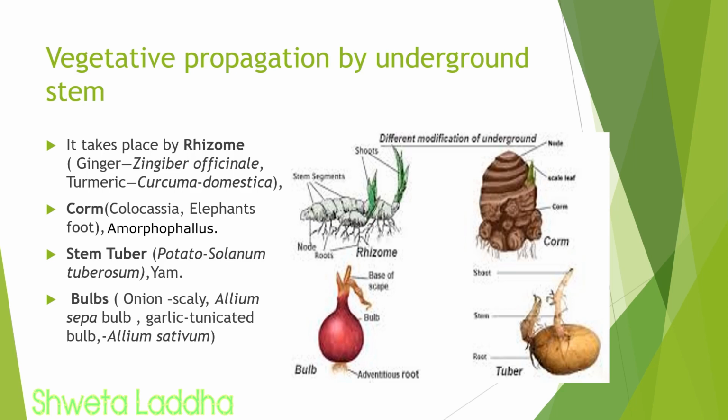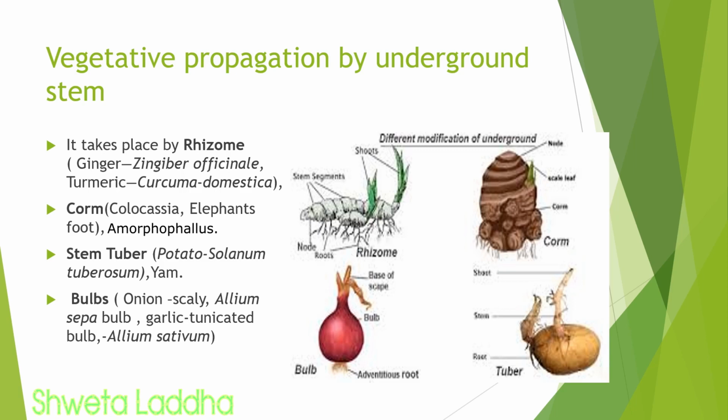The second example of underground stem is corm. Corm is a vertically growing rhizome. We can also call it a stout and fleshy upright growing rhizome. So a corm example is colocasia. We call it arabi or elephant's foot, or amorphophallus. Again, it has nodes, internodes, axillary buds which can give rise to a new shoot.